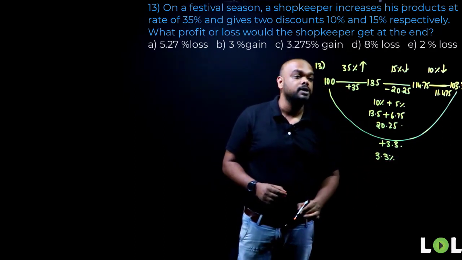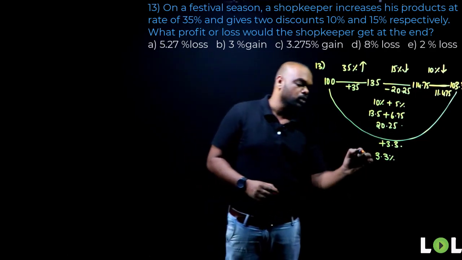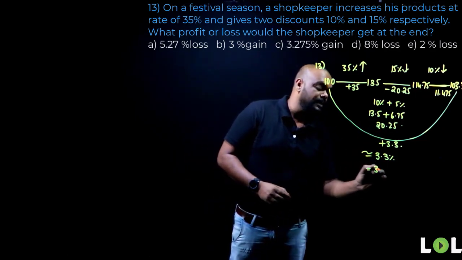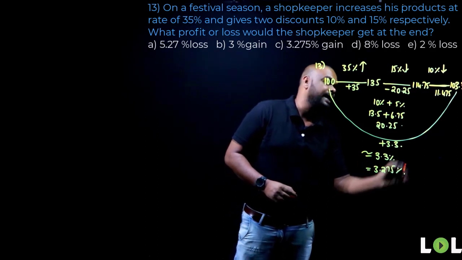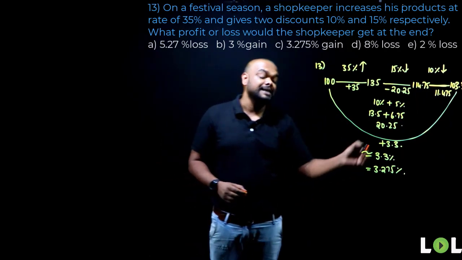Do we have the option? Yes, 3.275, the closest one. So the final answer is 3.275, because I neglected the last 75 people. That's it. So the final answer is 3.275.